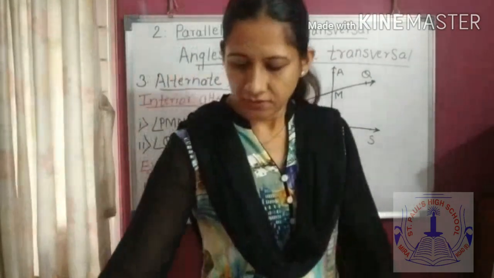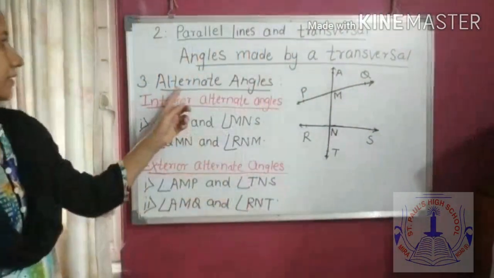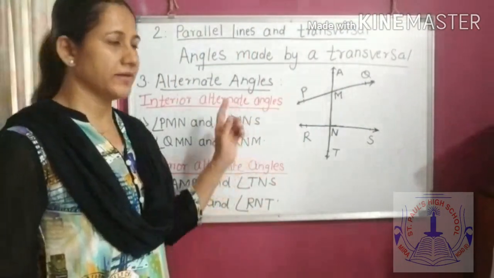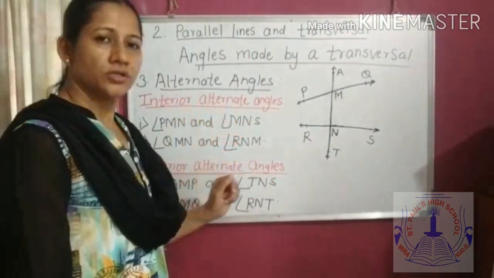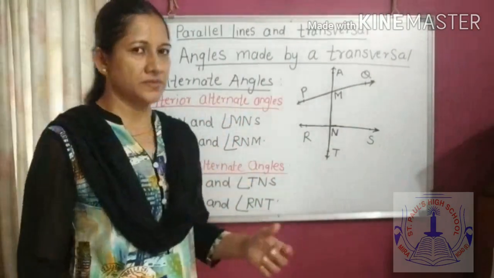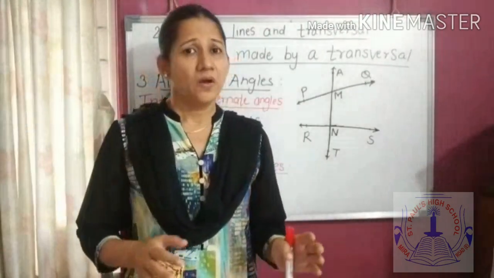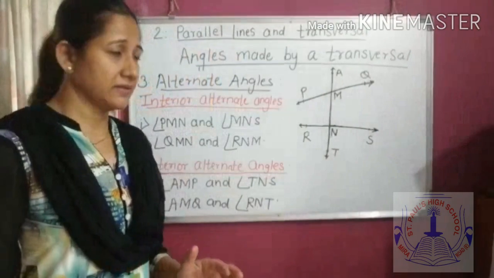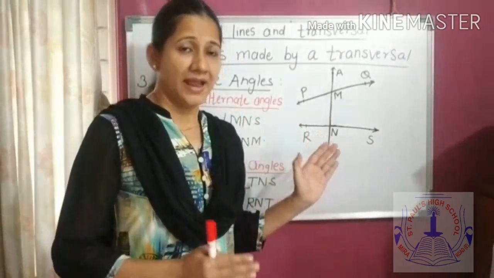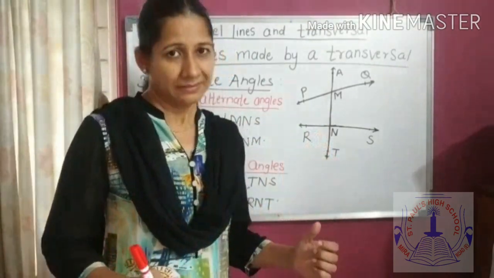So students, the third one we'll be studying is the alternate angles. Now what are these alternate angles? Alternate angles are grouped again into two types: interior alternate angles and exterior alternate angles. First we will study the general definition of alternate angles. Generally, a pair of alternate angles are on the opposite sides of the transversal, and the arms of the transversal are generally in the opposite direction.